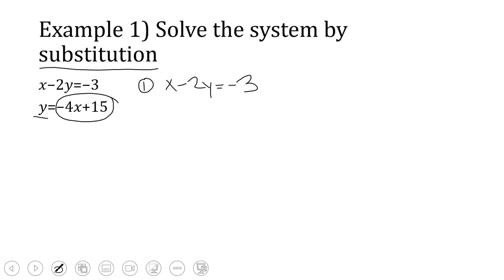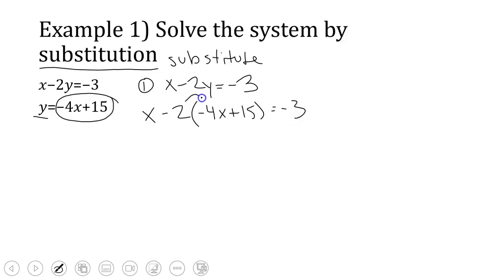So I'm going to rewrite my equation. This is your first step, to substitute. So instead of that y, I'm going to write that negative 4x plus 15 and then bring down that negative 3. Now I'm going to solve for x. When you have those parentheses, remember you need to distribute into everything inside the parentheses. So two negatives make a positive 8. Bring down the x. Negative 2 times 15, negative 30.